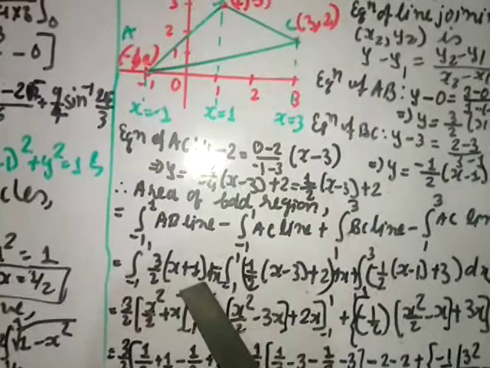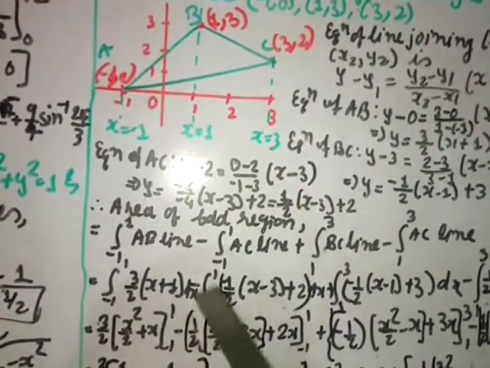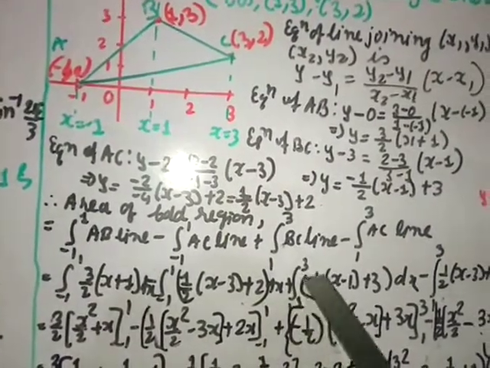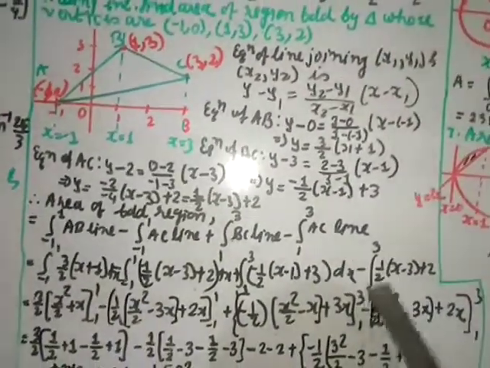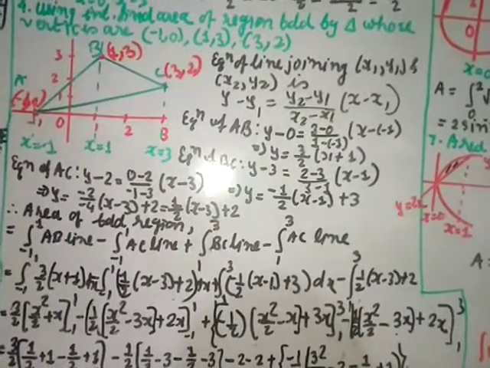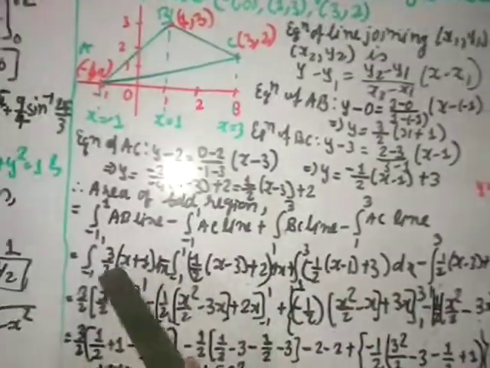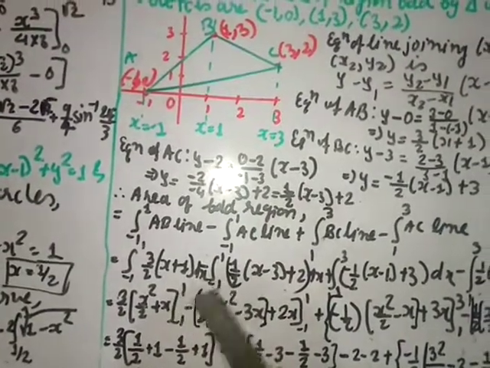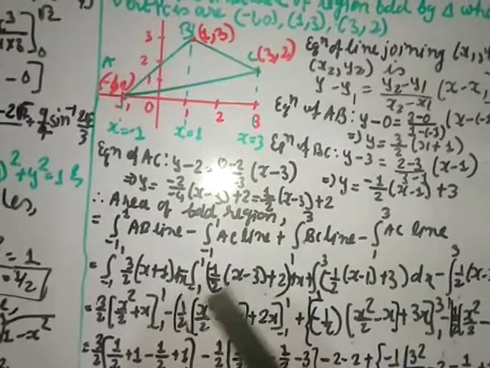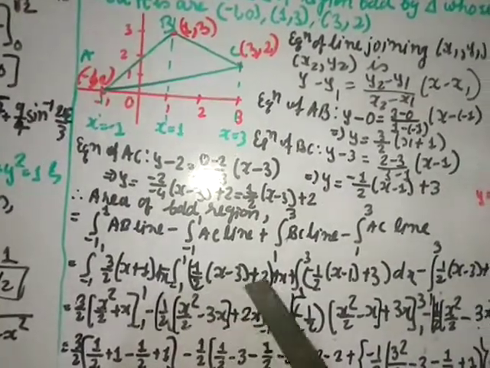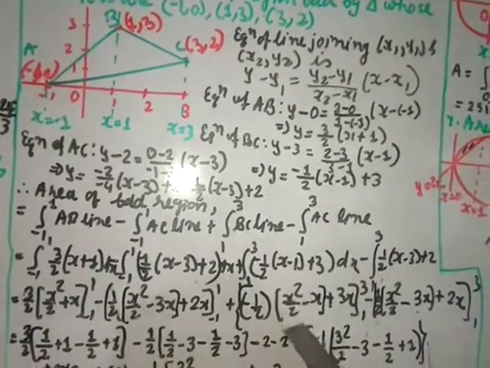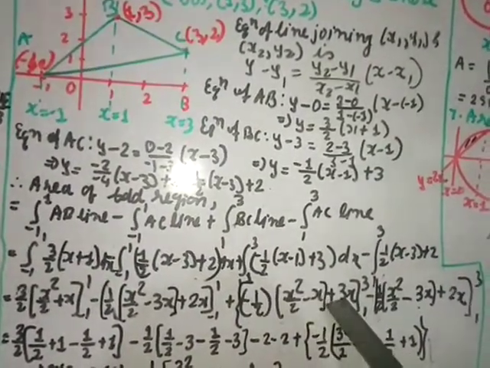Let us put the equations which we have found here. So the integral of 3 by 2 (x plus 1) dx, minus the integral from minus 1 to 1 of (1 by 2 (x minus 3) plus 2) dx, plus the integral from 1 to 3 of (minus 1 by 2 (x minus 1) plus 3) dx, minus the integral from 1 to 3 of (1 by 2 (x minus 3) plus 2) dx. Let us integrate. So here 3 by 2 as it is, x square by 2, and the integral of 1 is x, from minus 1 to 1, plus minus 1 by 2, the integral of x is x square by 2, and 3 is 3x, plus this 2 is 2x, from minus 1 to 1, plus minus 1 by 2, the integral of x is x square by 2, this 1 is x, and plus 3x, from 1 to 3.